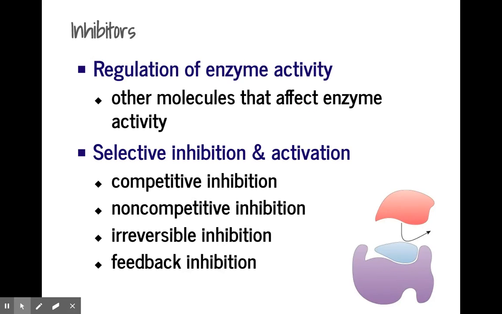Sometimes enzymes have what are known as inhibitors. And what inhibitors do is exactly what the term means. It inhibits. An inhibitor is going to stop an enzyme from functioning. So this is the regulation of enzyme activity and other molecules that affect enzyme activity. Now there's different types of inhibitors we have: selective inhibition and activation. The four types we are going to look at are competitive inhibition, non-competitive inhibition, irreversible inhibition, and feedback inhibition. Once again, an inhibitor stops or limits the enzyme from working.